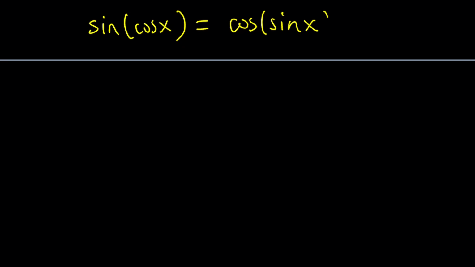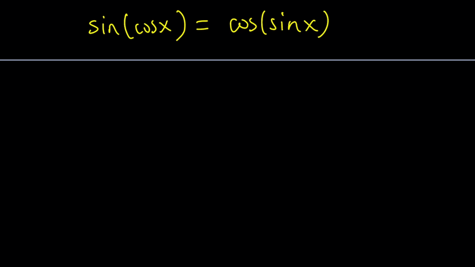We have sine of cosine of x, and that is equal to cosine of sine of x. First of all, think about this problem. See if you can spot real quick solutions. And then we're going to go ahead and solve it. And at the end, we're going to look at a couple different things, including a graph, which is pretty interesting.